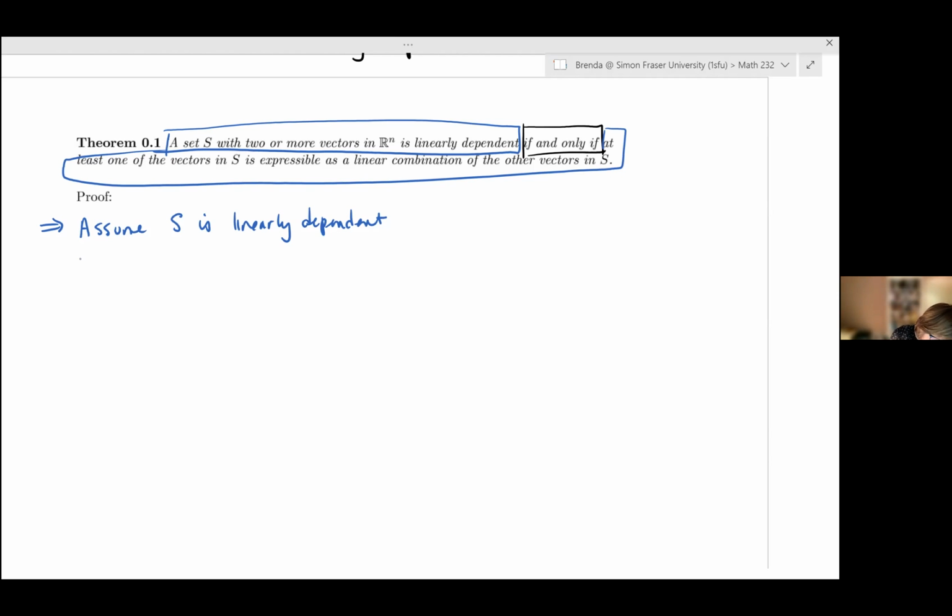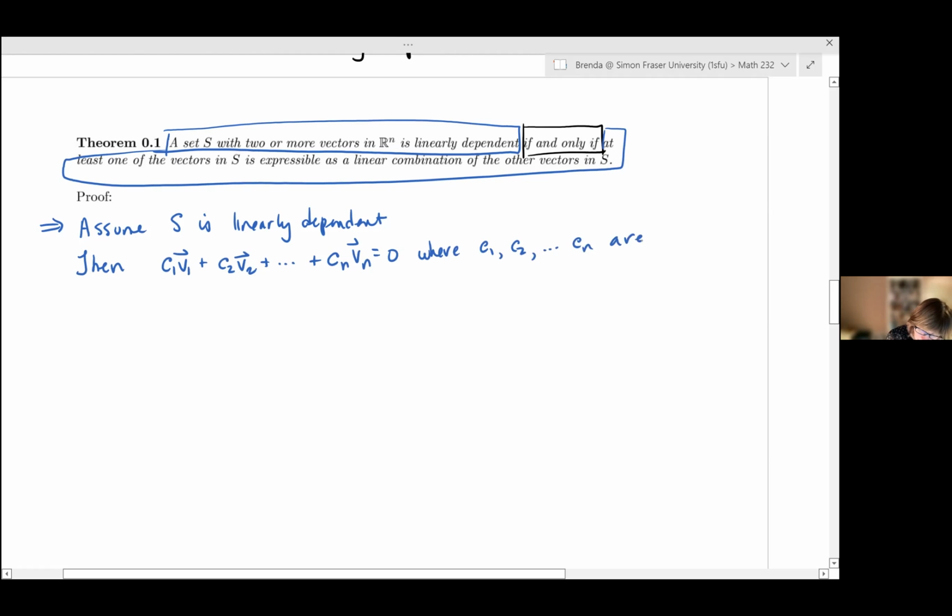That means, by the definition of linear dependence, that C1v1 plus C2v2 plus ... plus CNVN equals 0, where C1, C2, etc., Cn are not all 0. That's the definition of linear dependence.